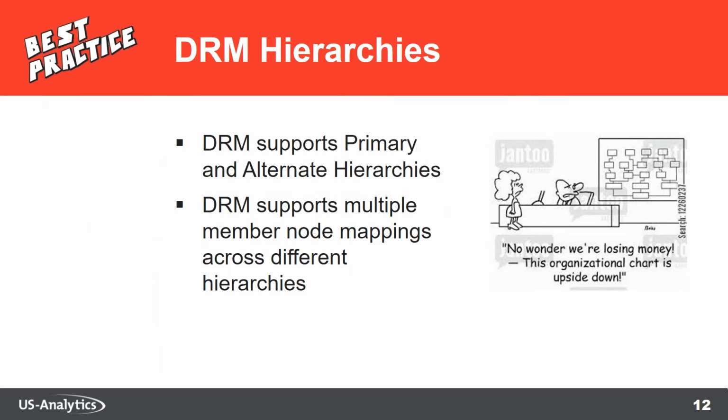We're going to talk about hierarchies next. So DRM supports both primary and alternate hierarchies. You can have as many of any of those as you want. So if there's been anyone that told you otherwise, that's an incorrect statement. DRM supports multiple member node mappings across different hierarchies.